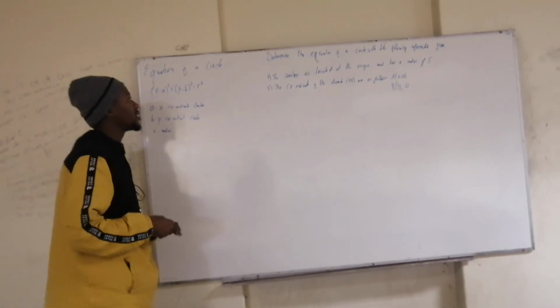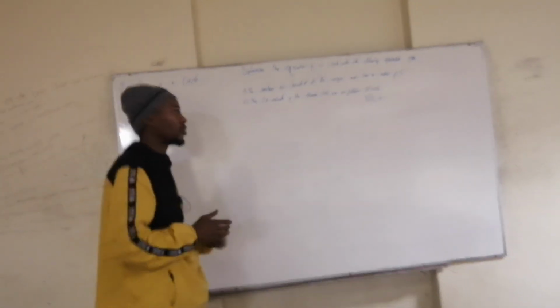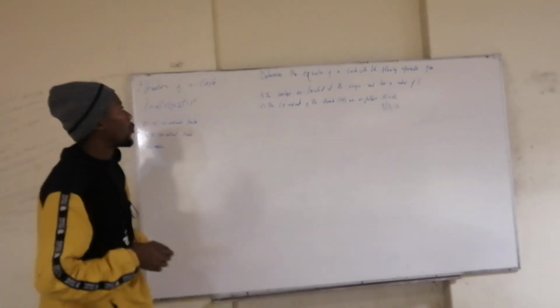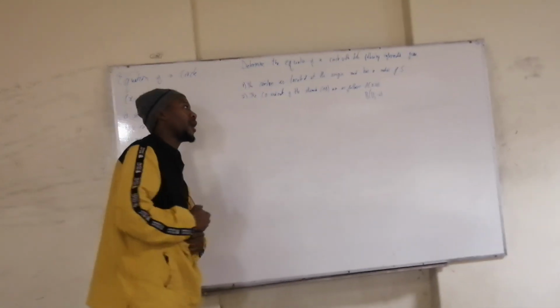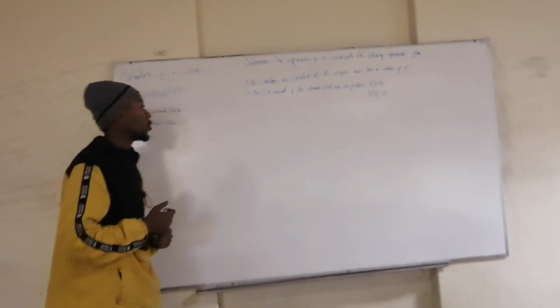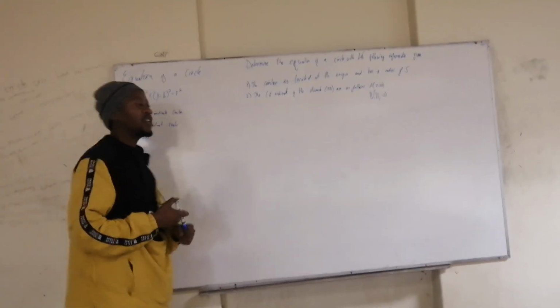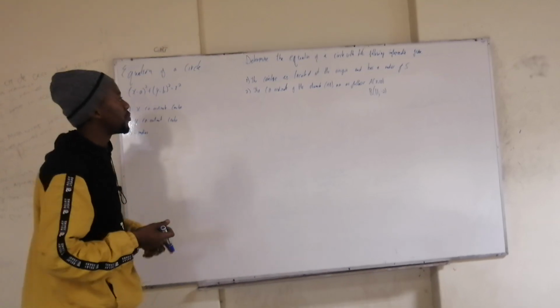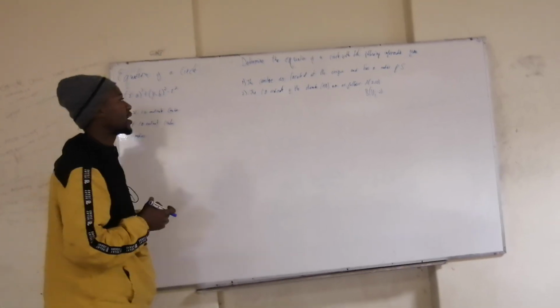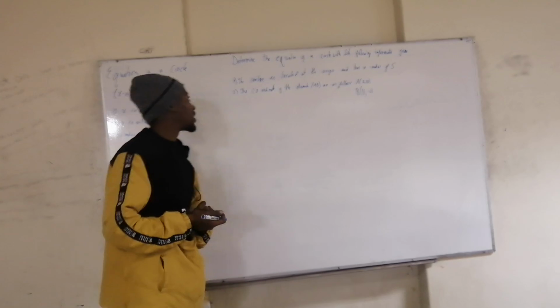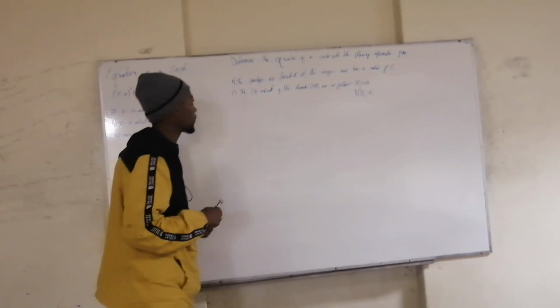When they say the center is located at the origin, they mean that both the y and the x coordinate of the center are 0, 0. The origin is the origin of the Cartesian plane, where the y-axis and the x-axis intersect.